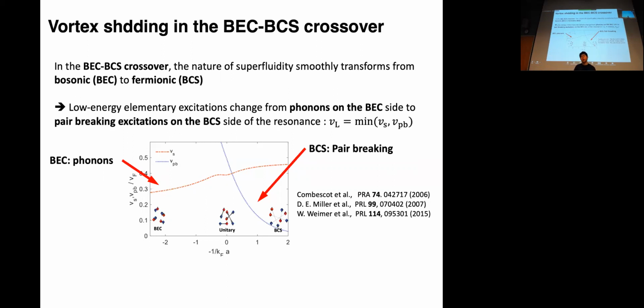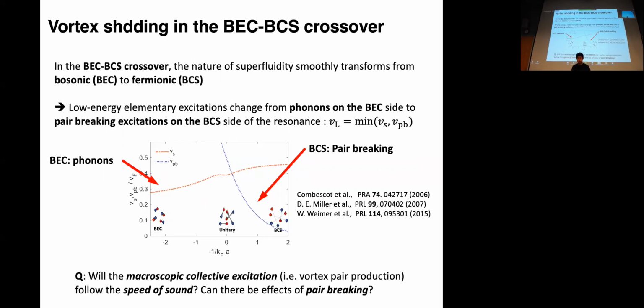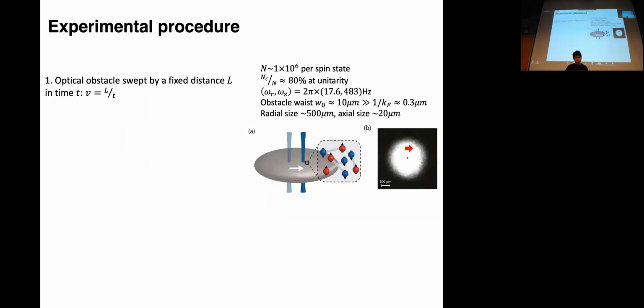And even before performing any experiments in the lab, just sitting in our offices thinking about what will happen, we were very intrigued because these vortices are really macroscopic collective excitations of the superfluid. So, on one line of thought, you may think that it should simply follow the speed of sound of the superfluid. And we started to wonder whether there can be any room or any role of the pair-breaking excitations in the nucleation process of these vortex dipoles. So with this very motivating question, we went into our labs and started measuring these vortex shedding critical velocities.